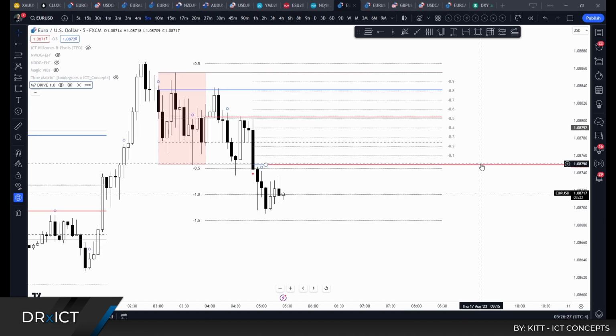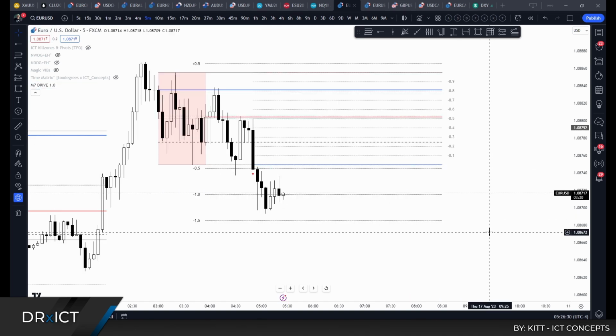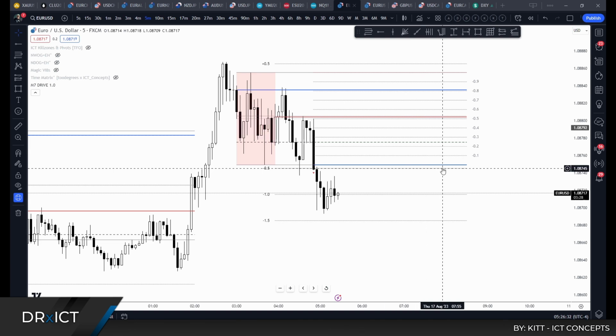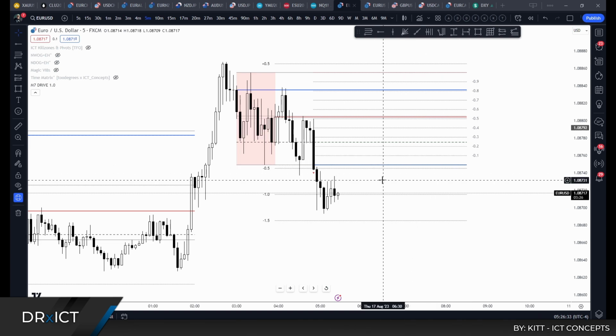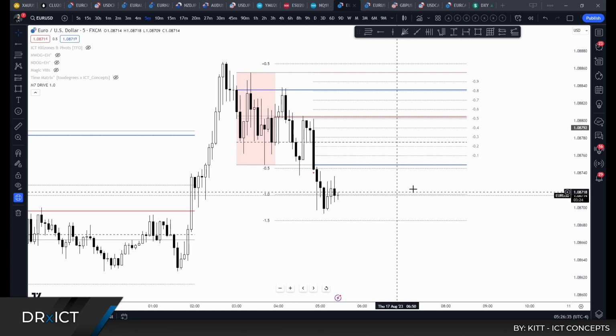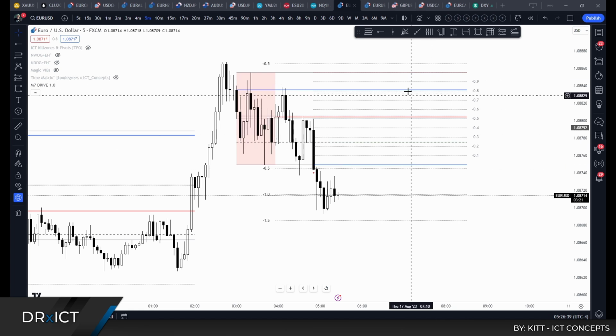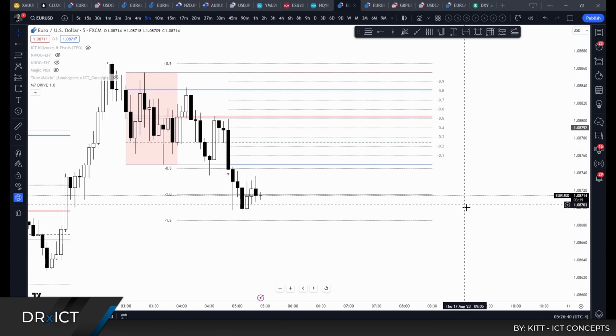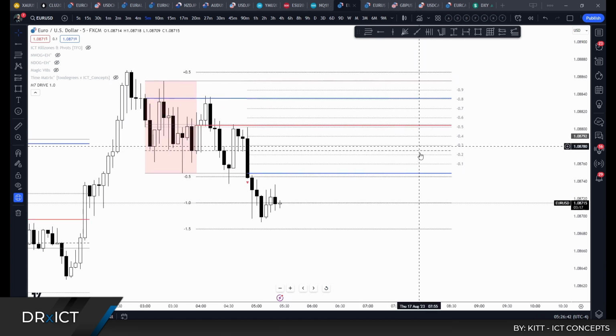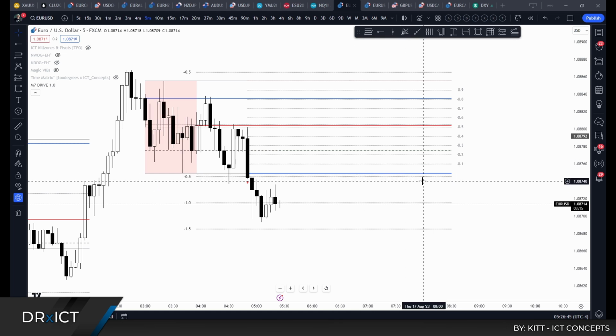Got our retrace right here. Our trigger, we've already said 0.1. It's coming off the DR. That's the right measurement. It's 0.1, DR is right here. 1's going to be here.